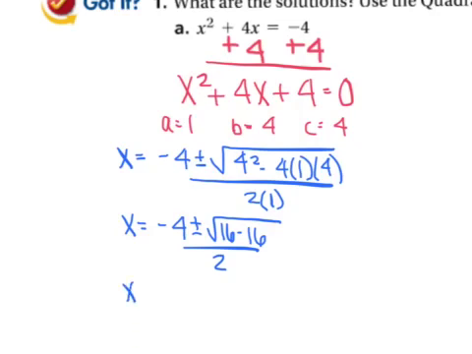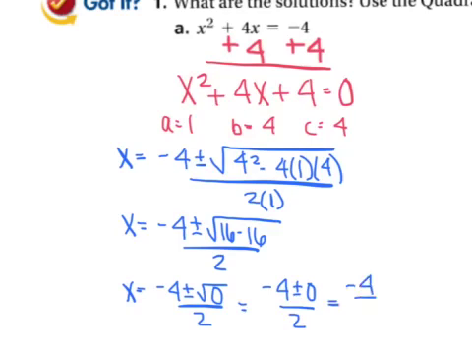So we get x equals negative 4 plus or minus the square root of 0, over 2. Again, that's just like saying negative 4 plus or minus 0 over 2. There's really no reason to write that plus or minus 0 because that does not change your value. Negative 4 divided by 2 gives you your answer: x is negative 2. So our first problem, we had 2 answers. The second and third problem, we had 1 answer.